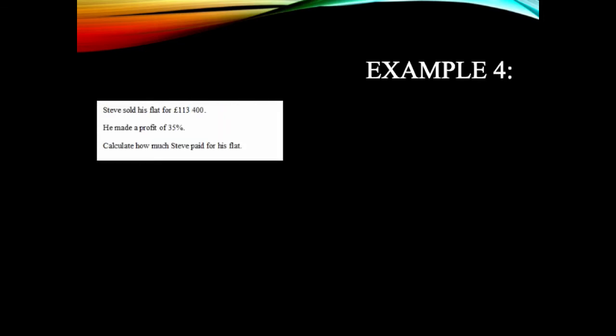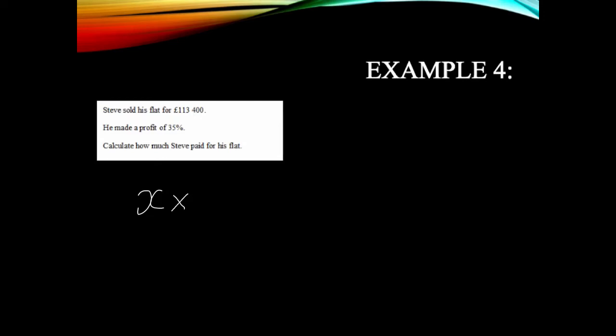Okay, this is a final example, and this time we're going to look at this idea of a reverse percentage. So this says Steve sold his flat for £113,400. He made a profit of 35%. Calculate how much Steve paid for his flat. So we don't know how much Steve paid, and I would encourage you to use a letter to say this is how much we're going to start off with. We don't know how much it is, so let's call it X.